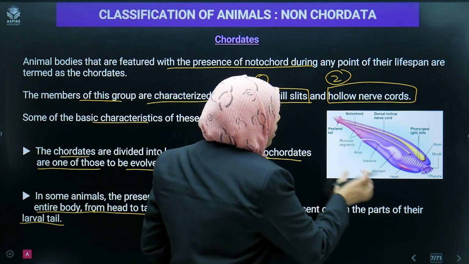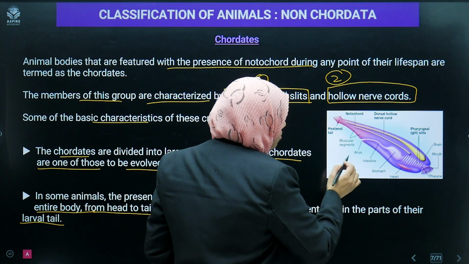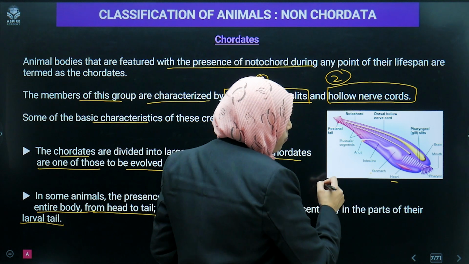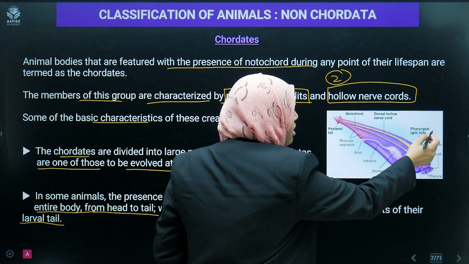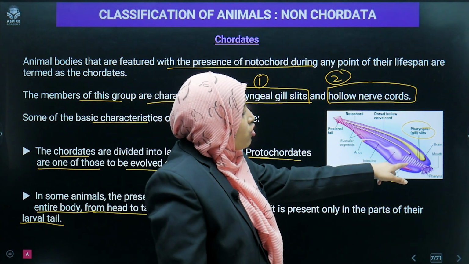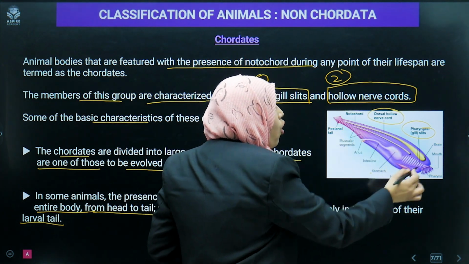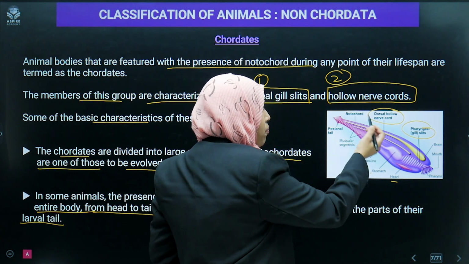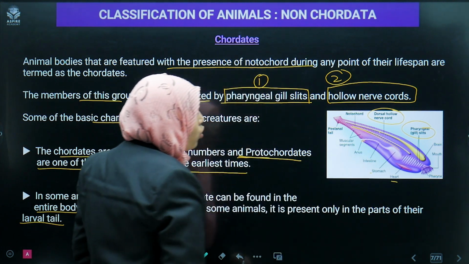Okay, so in this diagram you can see the intestine part of the organism, stomach, heart, the pharynx part is also there, mouth, brain, and pharyngeal gill slits, this part. This pharyngeal gill slit is also visible. Then here the most important thing, the dorsal hollow nerve cord, and below that you can see the notochord.